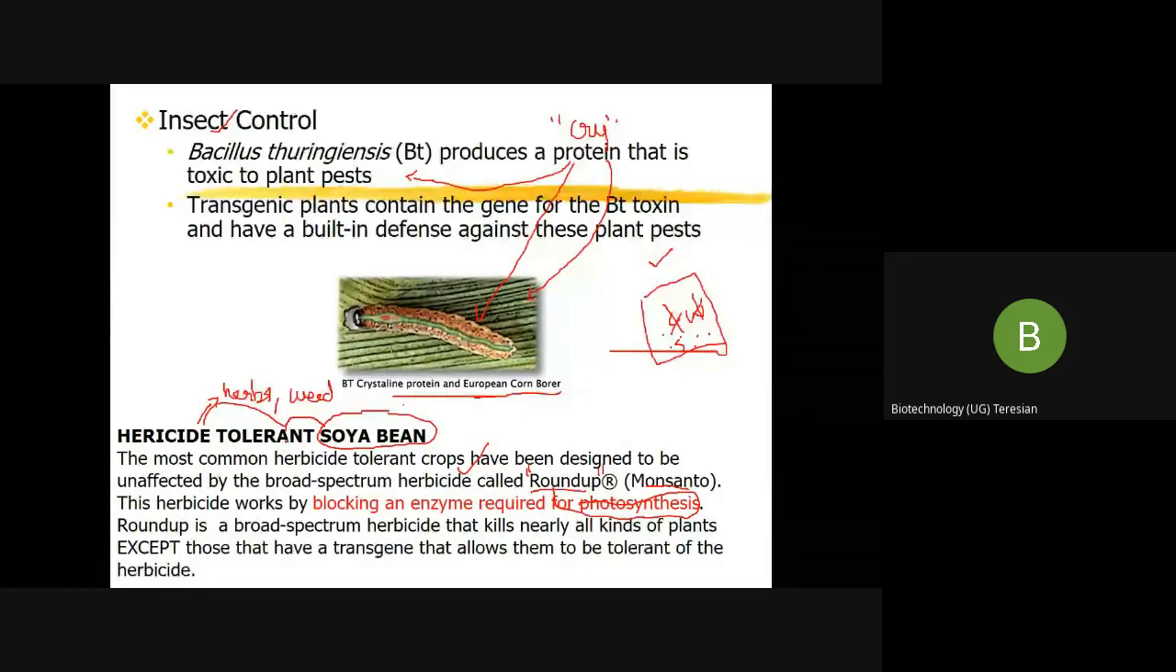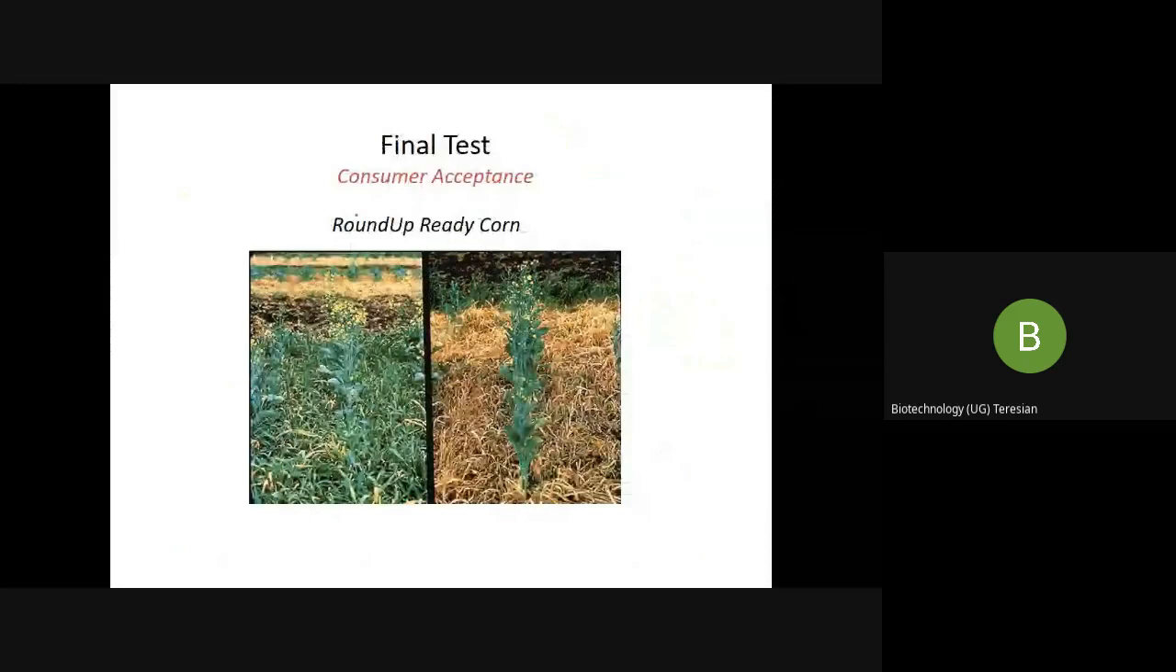See, this is one example what they have shown, Roundup. You can see that before it was like this. After spraying, you see all your unnecessary plants have been destroyed, but only your corn plant, which is of your interest because it is carrying the transgene which can tolerate this herbicide, only that survives.